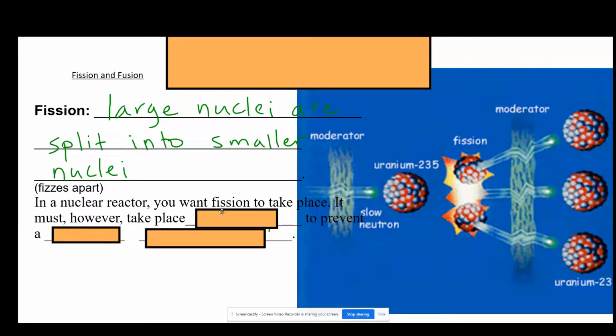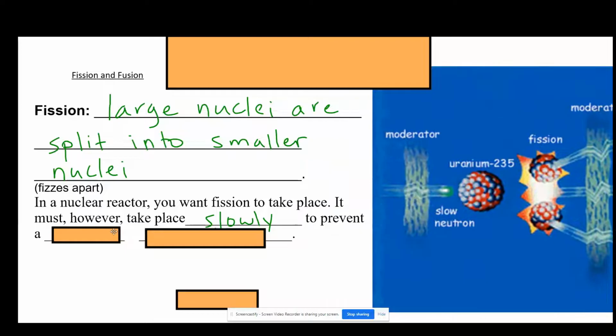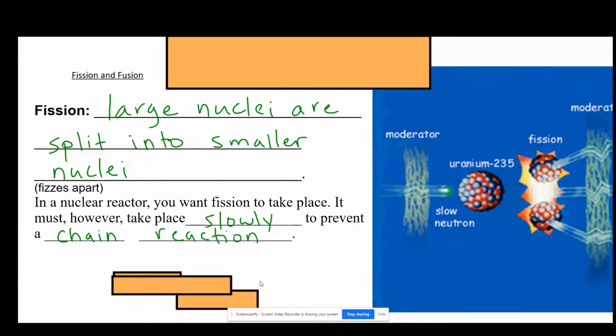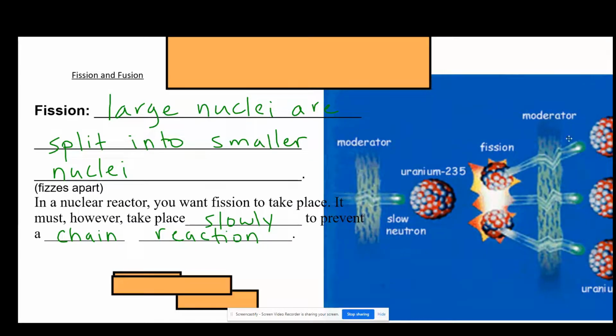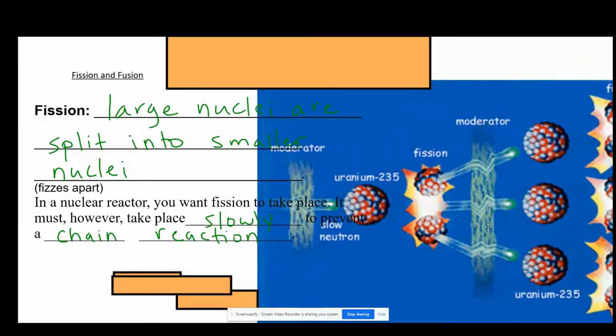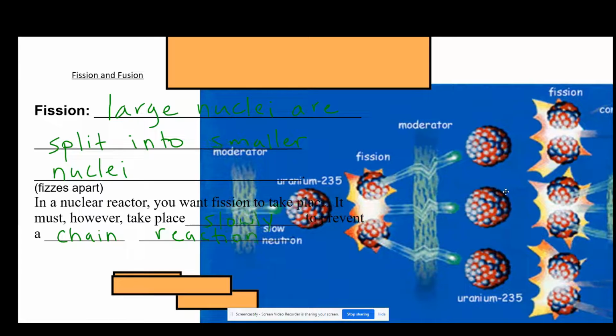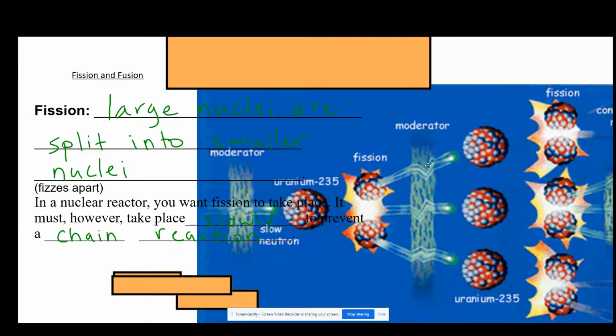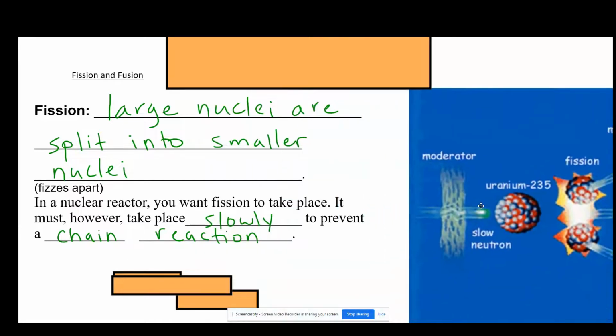So in a nuclear reactor, you want fission to take place because you're trying to get that energy, but you want it to take place slowly to prevent a chain reaction, right? And so what we do is we add this moderator in here. It helps to slow the neutrons down, and that's how we make it go slowly. And that's one of the essential designs in a nuclear power plant to keep it from overheating and exploding.